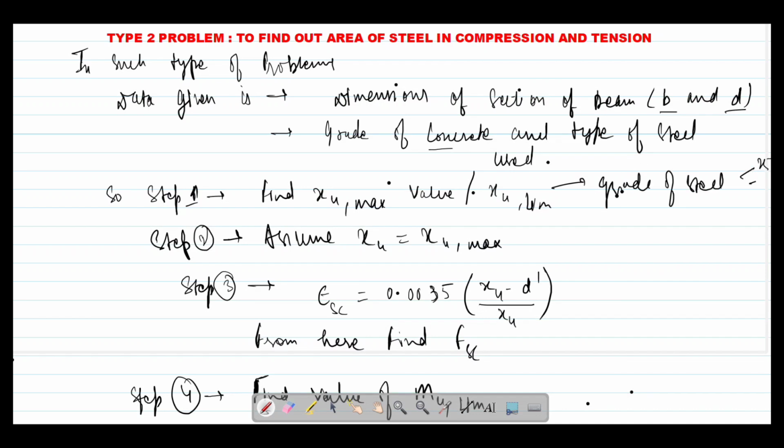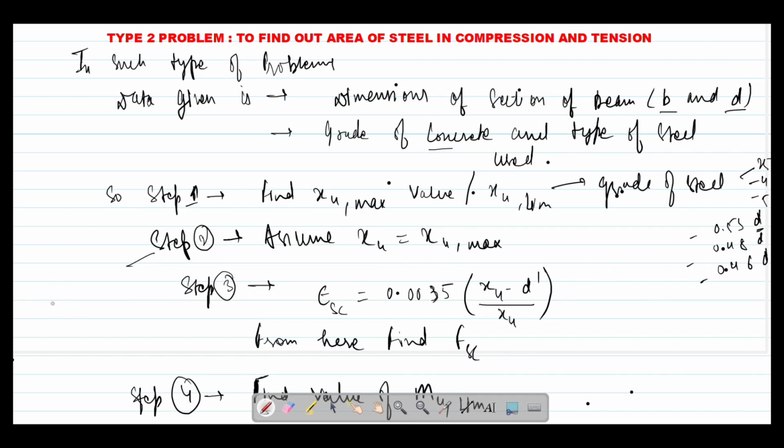For different steel grades, Fe 250, 415, 500, we have different values like 0.53 D, 0.48 D, and 0.46 D, where D is the effective depth. So these are the different values for XU max, which we'll calculate using the effective depth. The second step is we'll assume that the section is balanced.